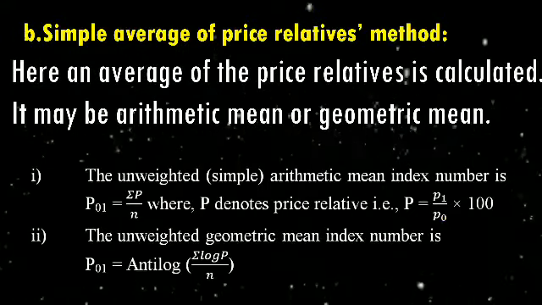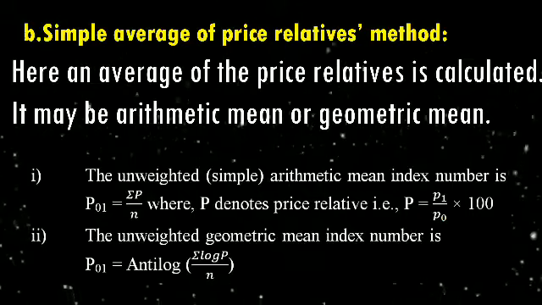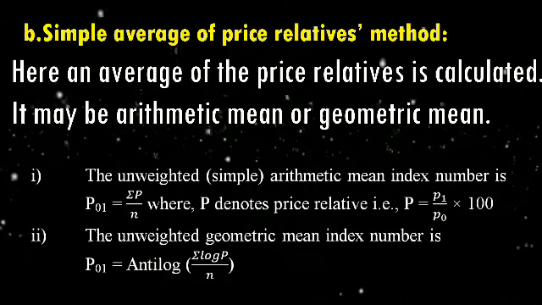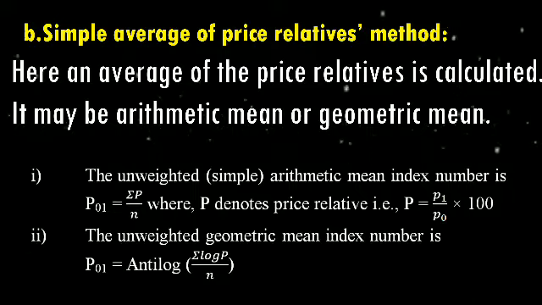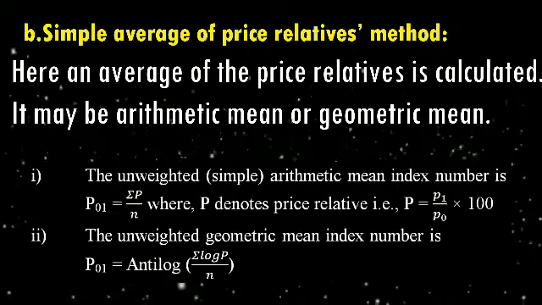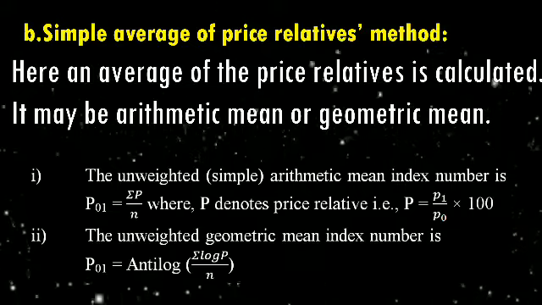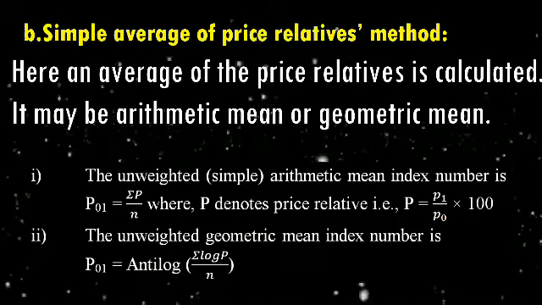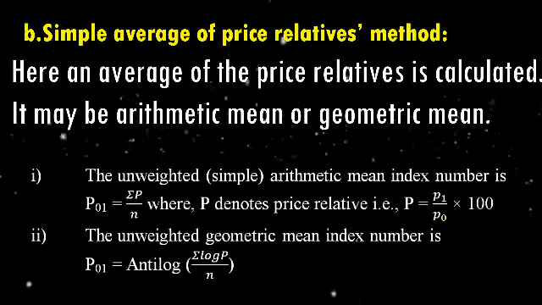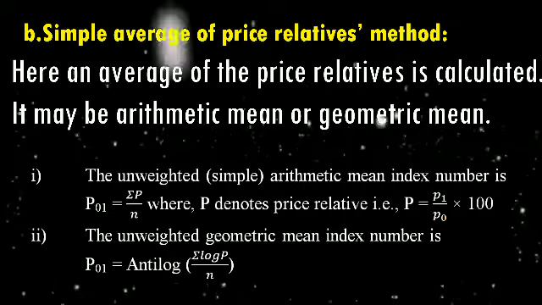Second method, simple average of price relatives method. Average means, as you all know, in index number we are considering two averages, one is AM, the other one is GM. AM is the simplest method for the computation of index number, whereas geometric mean is the best average for the construction of the index number, for the reason that geometric mean is computed for ratios and relative changes.